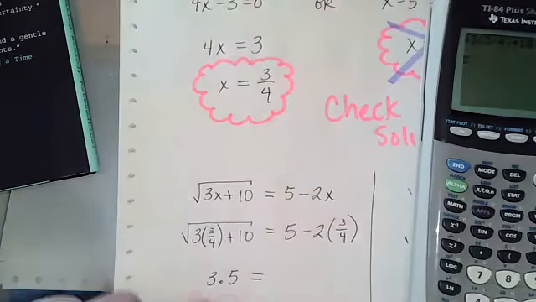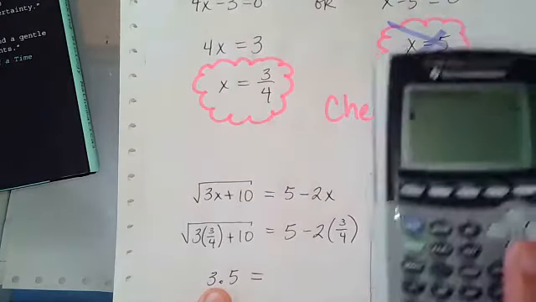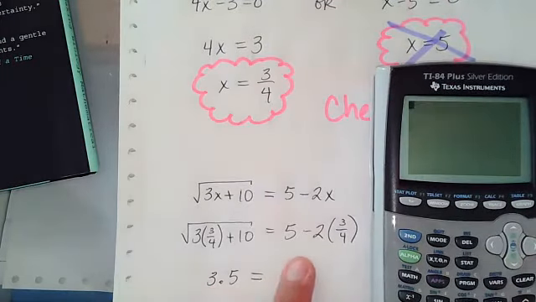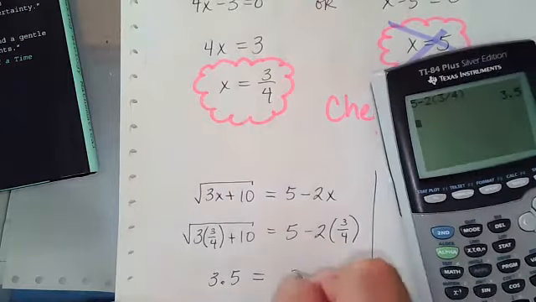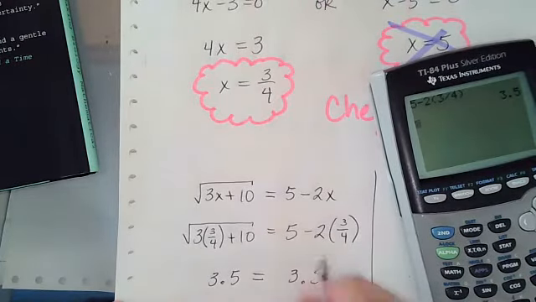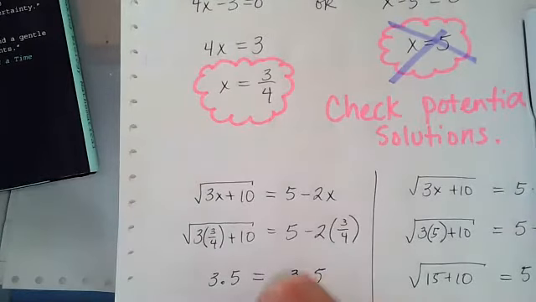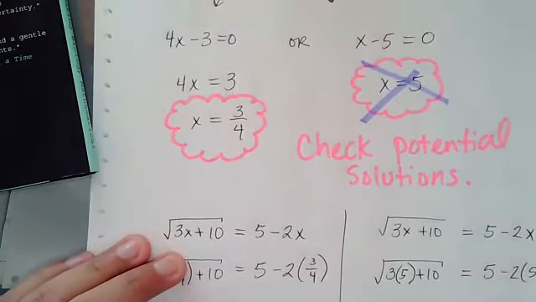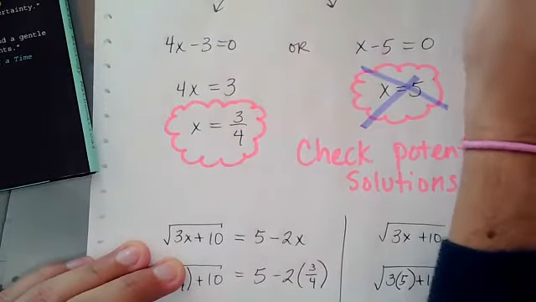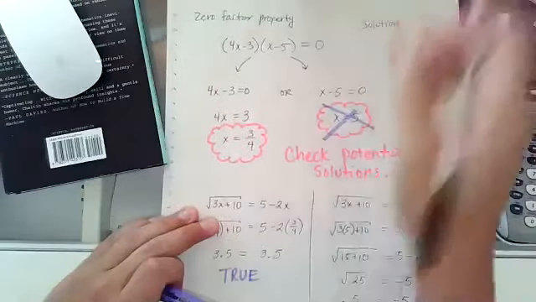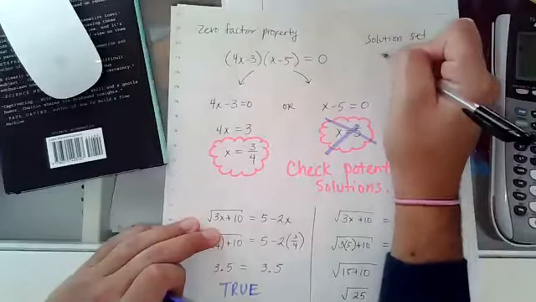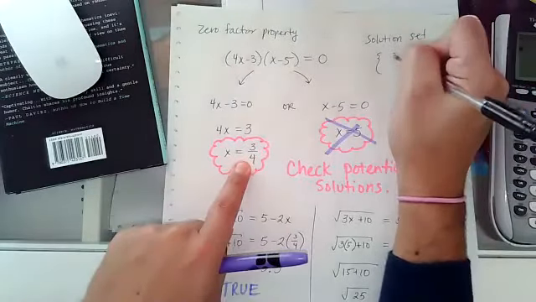It's okay when you're checking if you get a decimal number, because we're just trying to see if the value comes out to be the same. On this other side, you'll do the same thing, 5 minus 2 times 3 divided by 4. And you get 3.5 as well. It's the exact same number, exact same sign. So that is a true statement. Which means that, if I zoom out, your solution set for this one only contains one number, and that number is 3/4.